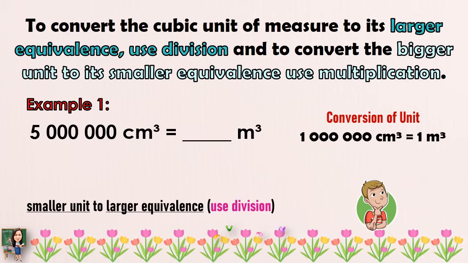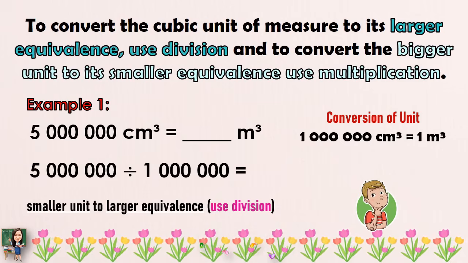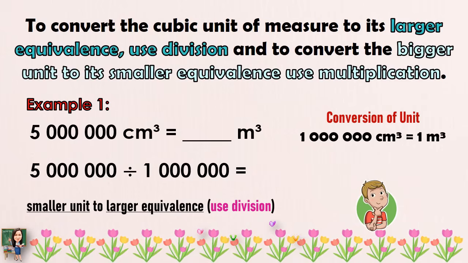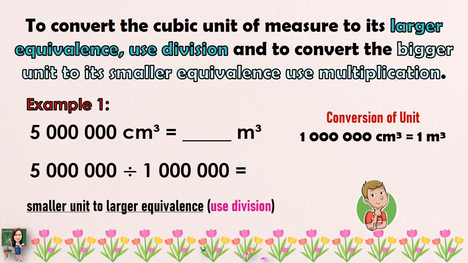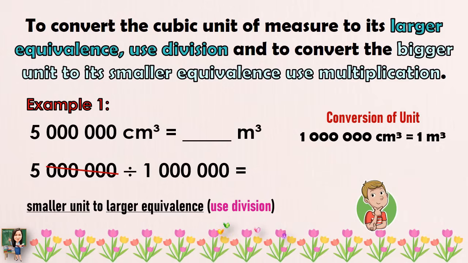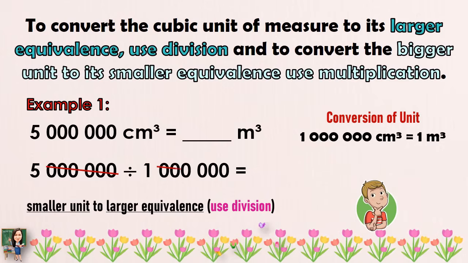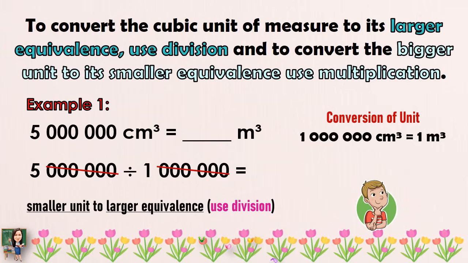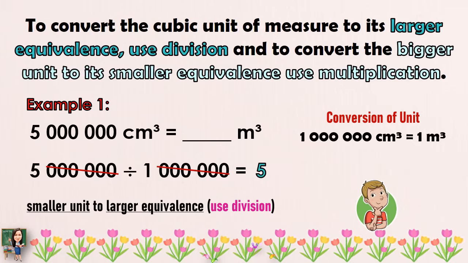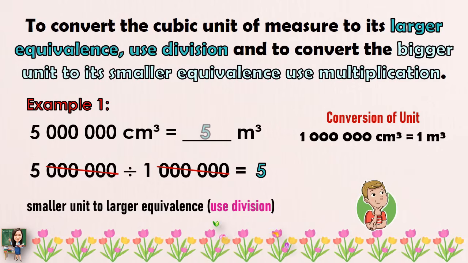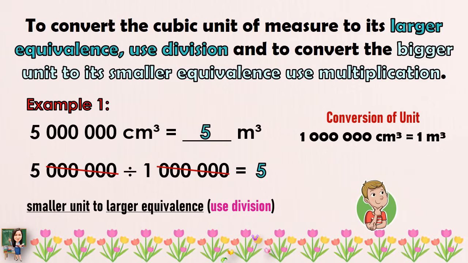To convert the smaller unit to larger equivalence, use division. 5 million divided by 1 million equals, use the cancellation method. In 5 million, there are 6 zeros. Cancel also the same number of zeros in 1 million. Now, divide. 5 divided by 1 equals 5. So 5 million cubic centimeters is equivalent to 5 cubic meters.